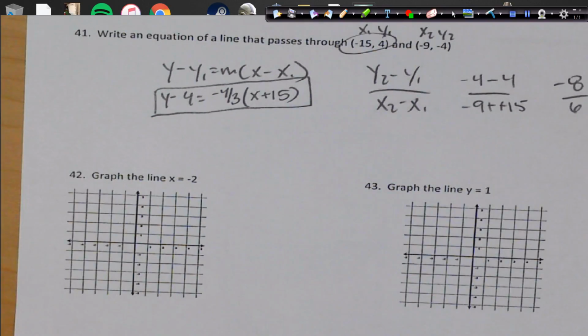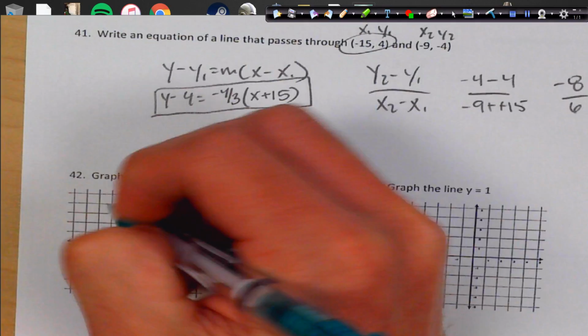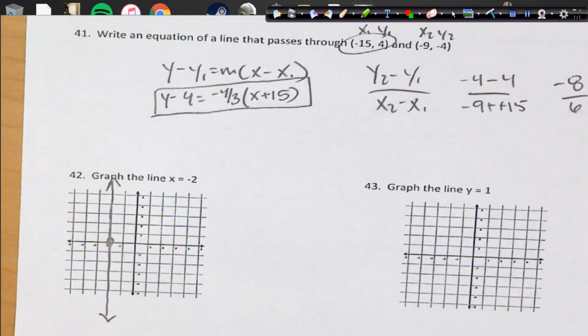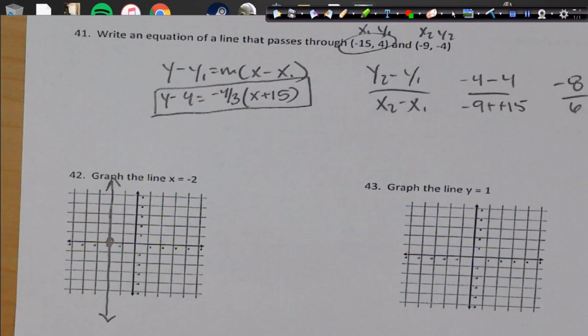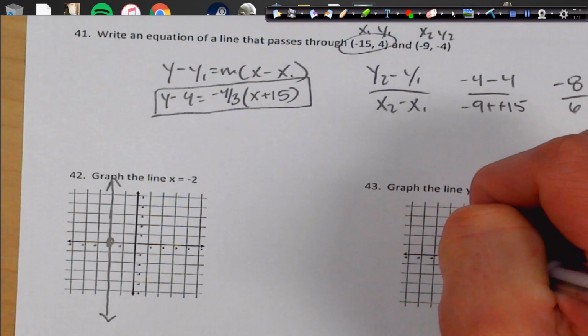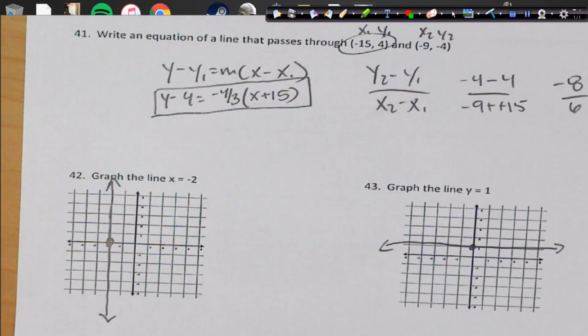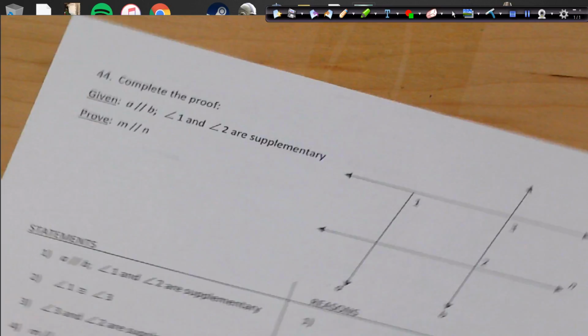Graph the line x equals negative 2. This is going to be pretty easy. We go to where x equals negative 2, and we make sure it only hits the x at negative 2. Doesn't hit anything else. Y equals 1, go to y equals 1. Make sure it only hits y at y equals 1. Yeah. Flip it, rip it, grip it.